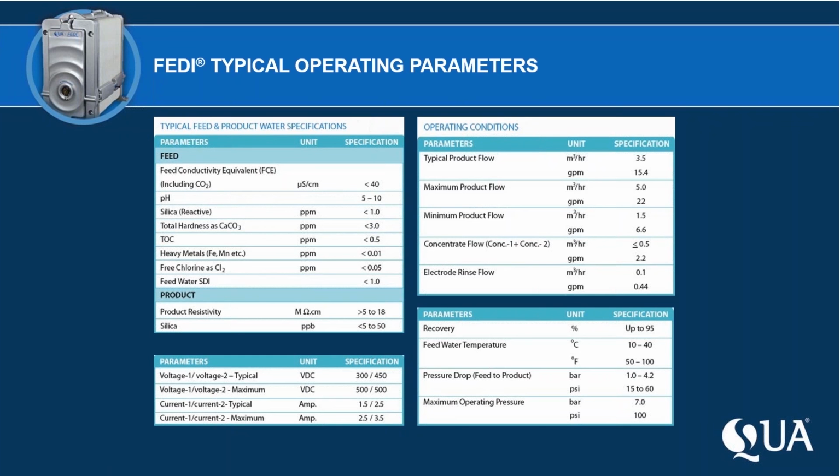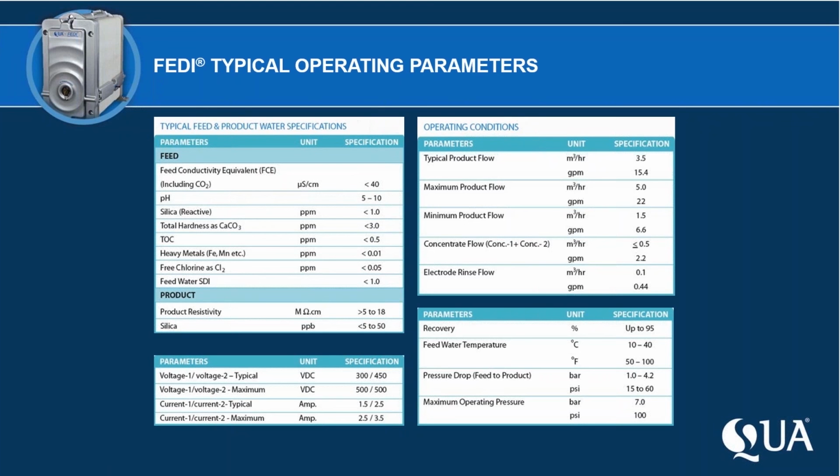Parameters for voltage, on a typical system we look at anywhere from 300 to 450 volts DC. We can go up to 500 volts DC as well if needed on either stage. And our currents run anywhere from 1 to say 4 amps. We like to run the current low in stage 1 if we're on a dual voltage, and then run it slightly higher on the second so we get that water splitting.